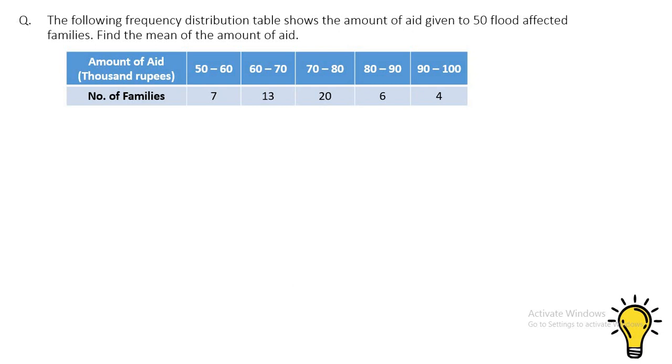Yes, you are correct. Amount of aid is the class interval. As you can observe, there is an interval between this. You have a lower limit and a higher limit. And number of families is your frequency. So what are we waiting for? Let's start with the solution.